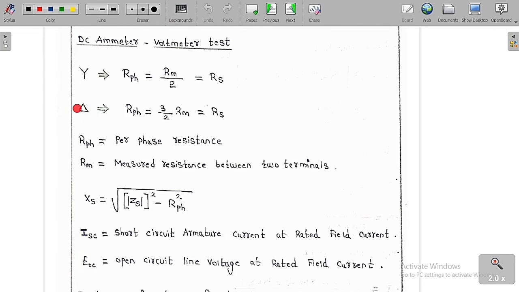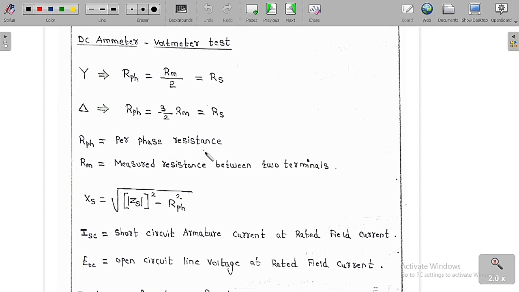If you work this out, we get Rm equal to 2 by 3 into R phase. So R phase is equal to 3 by 2 into Rm, which is equal to Rs. So for a star connection, R phase is equal to Rm by 2, and for a delta connection, R phase is equal to 3 by 2 into Rm. R phase is equal to Rs or Ra; you can use any symbol.